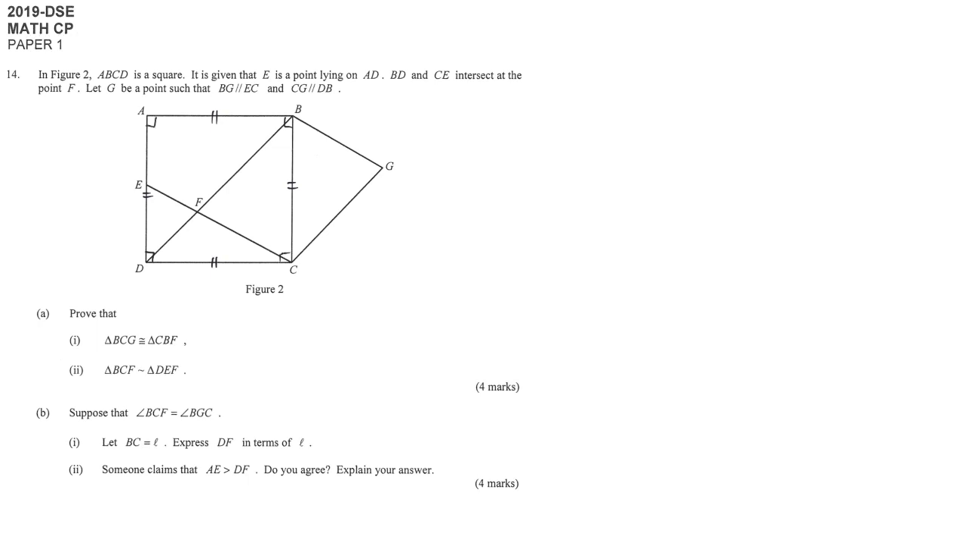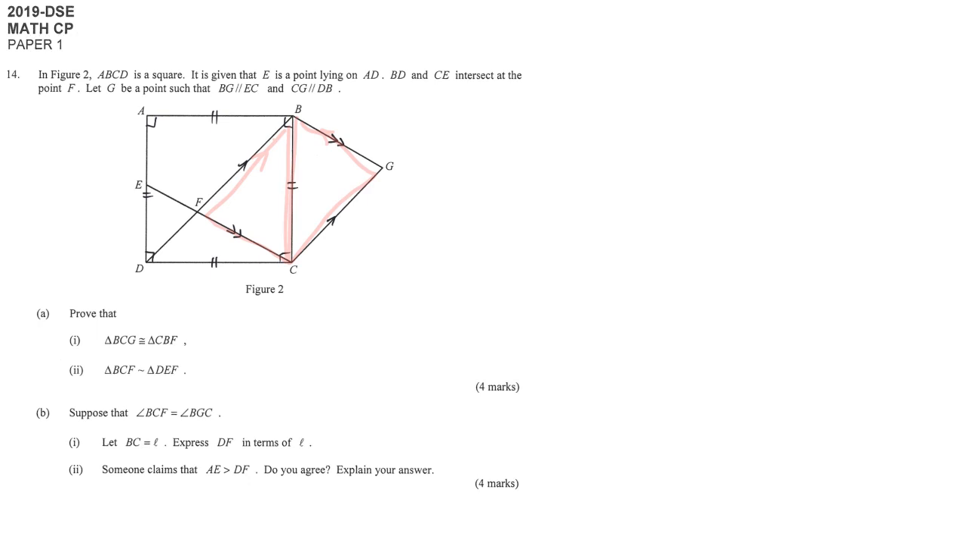After that, we know that BG is parallel to EC. At the same time, CG is also parallel to DB. We have to prove the triangle BCG is congruent to triangle BCF. So before we start, we should set up the strategy first.